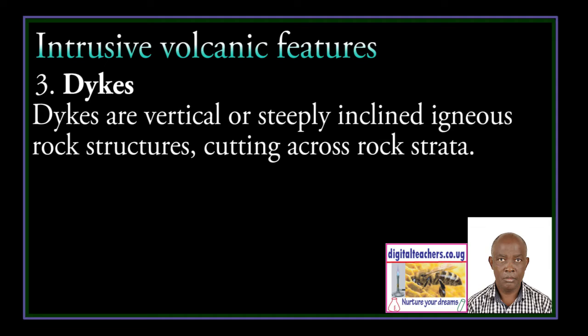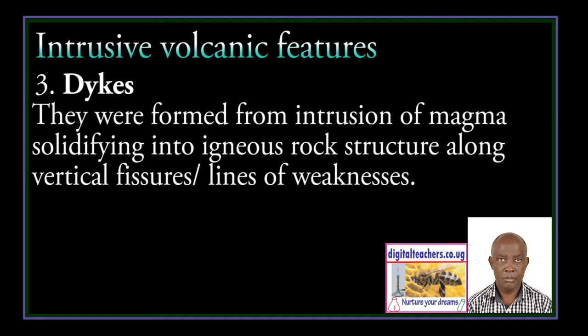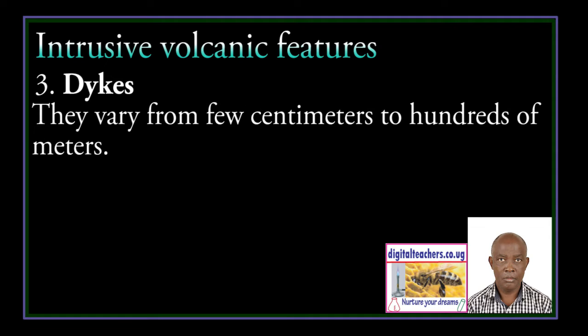Dykes are vertical or steeply inclined igneous rock structures cutting across rock strata. They were formed from intrusion of magma solidifying into igneous rock along vertical features or lines of weakness. They vary from a few centimeters to hundreds of meters.